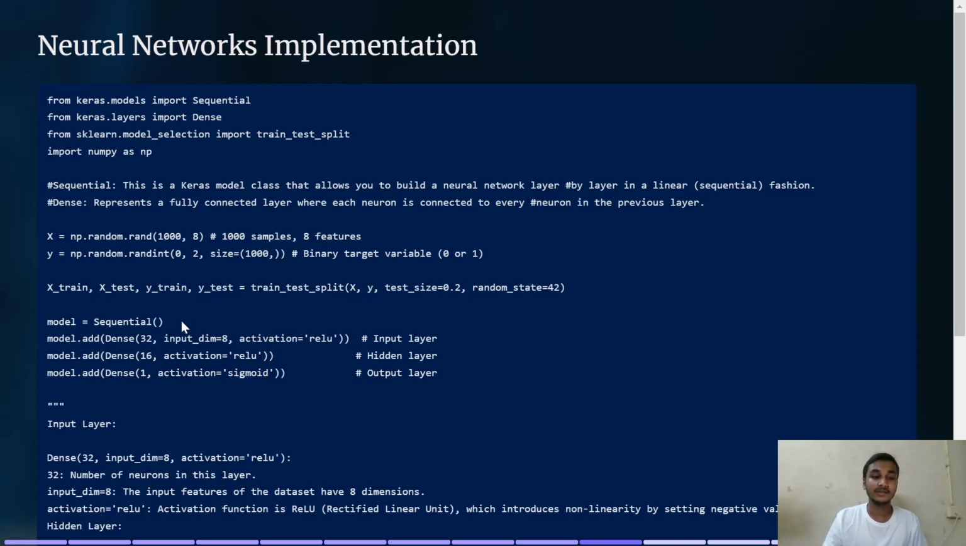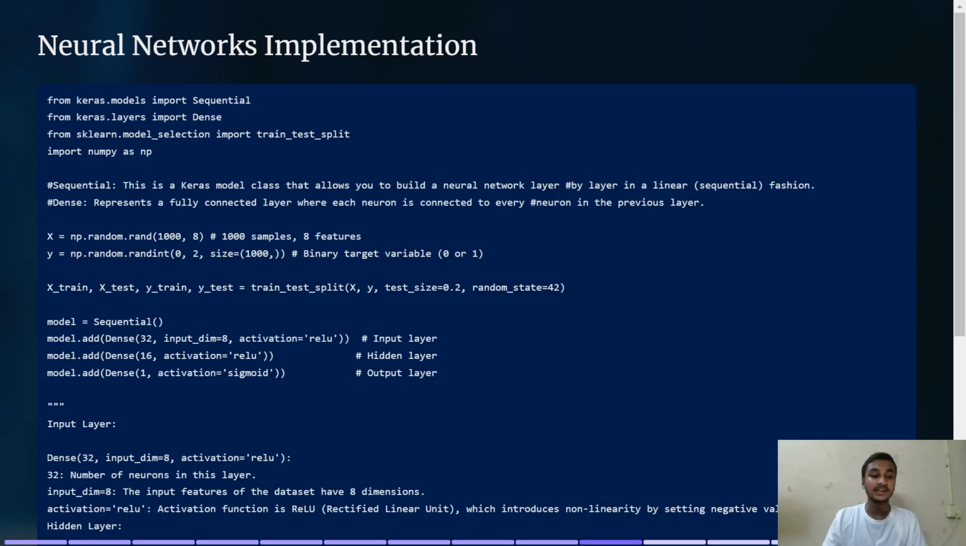Then we prepare a model using model equal to Sequential. Okay, so it allows us to build a neural network layer by layer. And then we add the input layer, Dense, which represents a fully connected layer where each neuron is connected to every neuron. Okay, and it has input dimension 8 and activation equal to ReLU. So here 32 determines the number of neurons in this layer. The activation function ReLU, which is rectified linear unit, introduces non-linearity by setting negative values to 0.